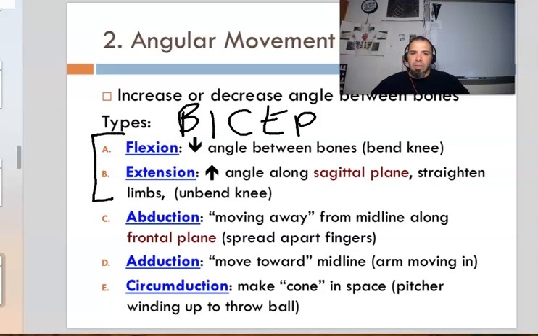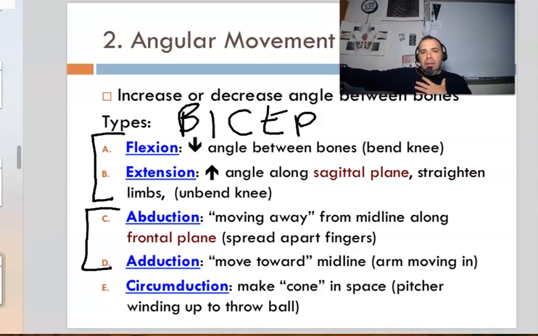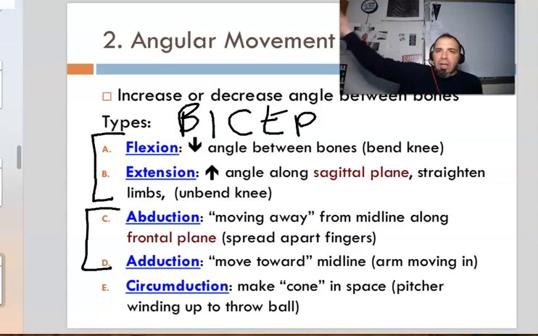The next two that I usually put together are abduction and adduction. So abduction, you move away from the midline. Adduction, you move towards the midline. So I usually use the arm. And then circumduction is this idea of doing this whole rotation.